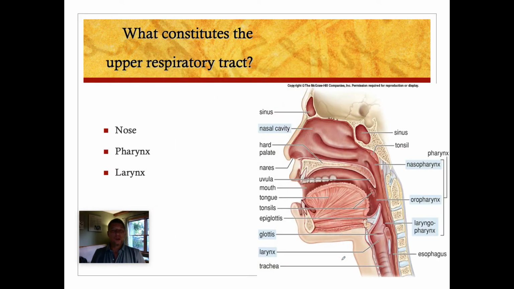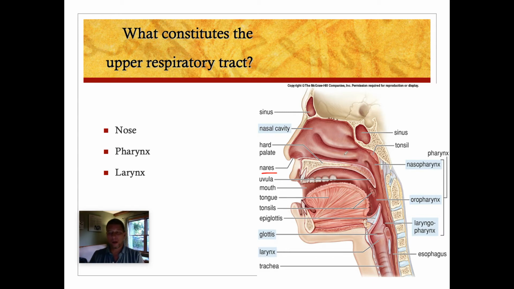Okay, so what constitutes the upper respiratory tract? Well, there are three major portions of this here. All right. First is the nose. And you can see the nose right here. This is the outside of the body. And the nostrils or the nares are the two openings at the bottom of your nose that allow air in and out. Notice that the air is drawn into a very large cavity in your skull. And this is referred to as the nasal cavity.